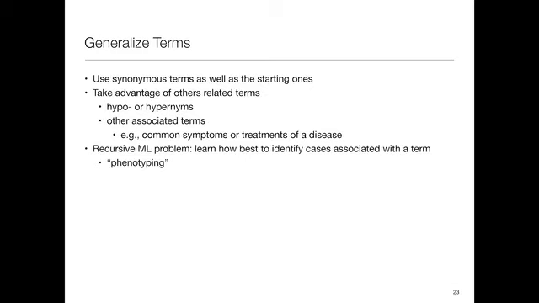Well, so how do we do this generalization? One way is to take advantage of related terms like hyponyms or hypernyms, things that are subcategories or supercategories of a word. You might look for those. Other associated terms, for example, if you're looking to see whether a patient has a certain disease, then you can do a little bit of diagnostic reasoning and say, if I see a lot of symptoms of that disease mentioned, then maybe the disease is present as well. And so the recursive machine learning problem is how best to identify the things associated with the term, and this is generally known as phenotyping.